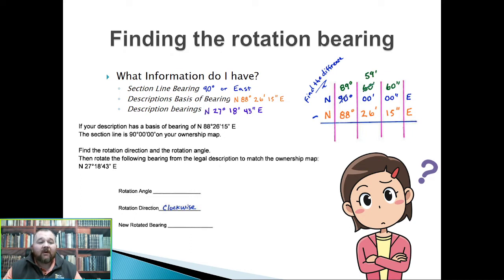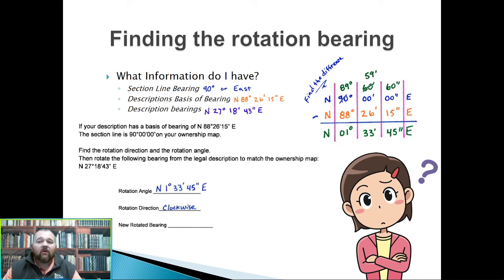Okay, so now we can start doing our math. When we do our math, we get 60 minus 15 is 45, 59 minus 26 is 33, and 89 minus 88 is 1. So we actually have 1 degree, 33 minutes, 45 seconds, that's the difference between those two. Okay, so the rotation angle, there we go: 1 degree, 33, 45 northeast. That's the rotation angle.